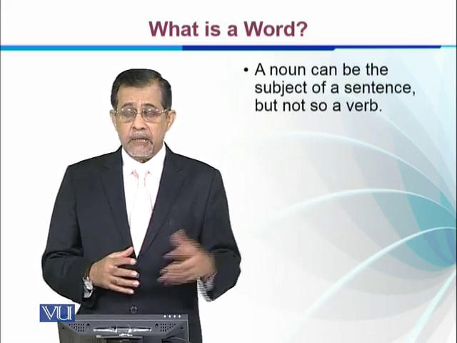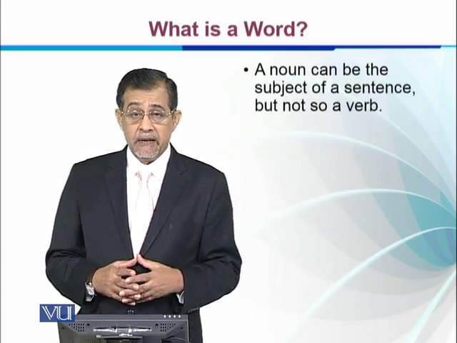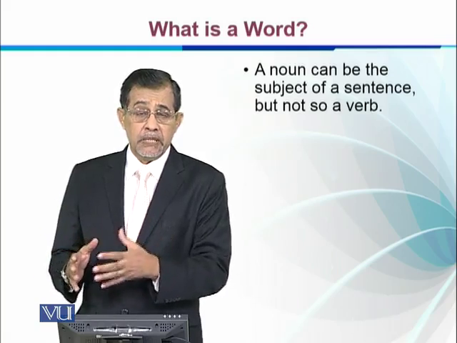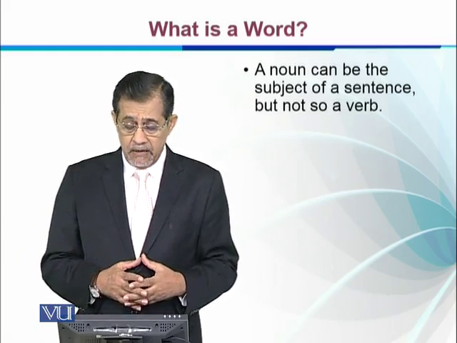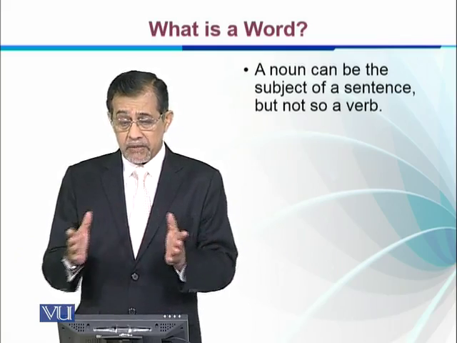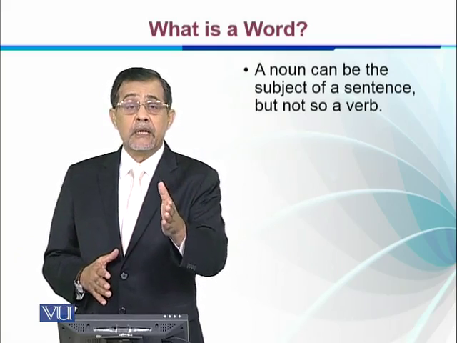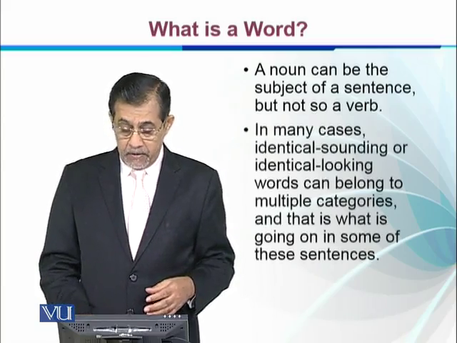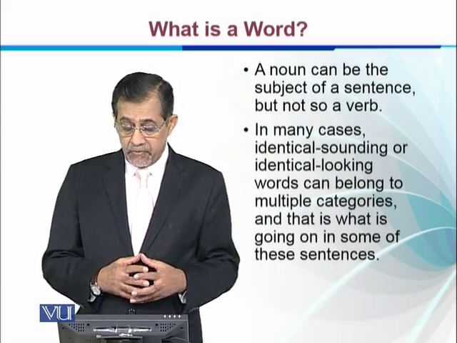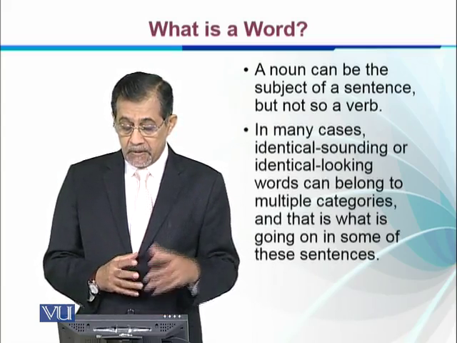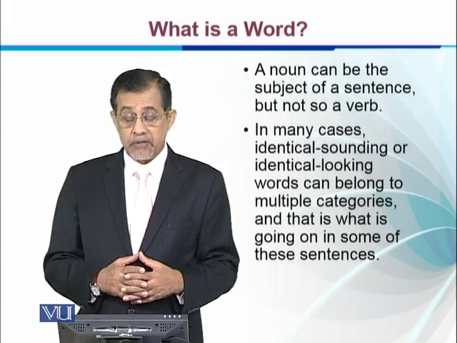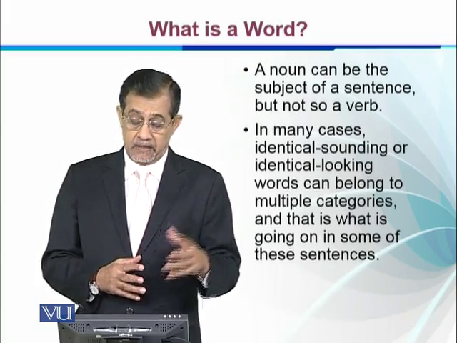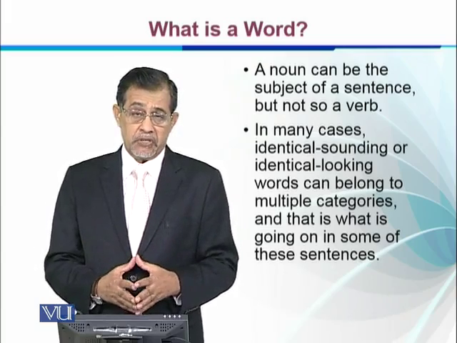A noun can be the subject of a sentence, but not the verb. For a verb to be the verb of a sentence, it has to be a verb, right? Because a verb has certain characteristics, it takes certain affixes and does not take other affixes. In many cases, identical sounding or identical looking words can belong to multiple categories, and that is what is going on in some of the sentences that we just mentioned.